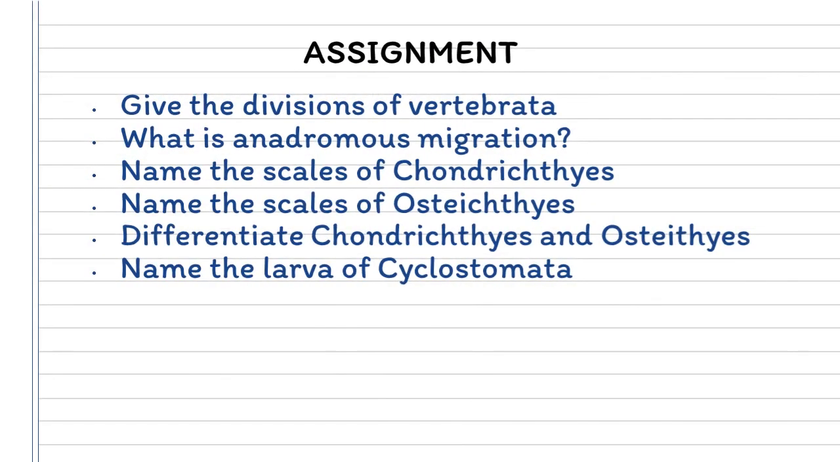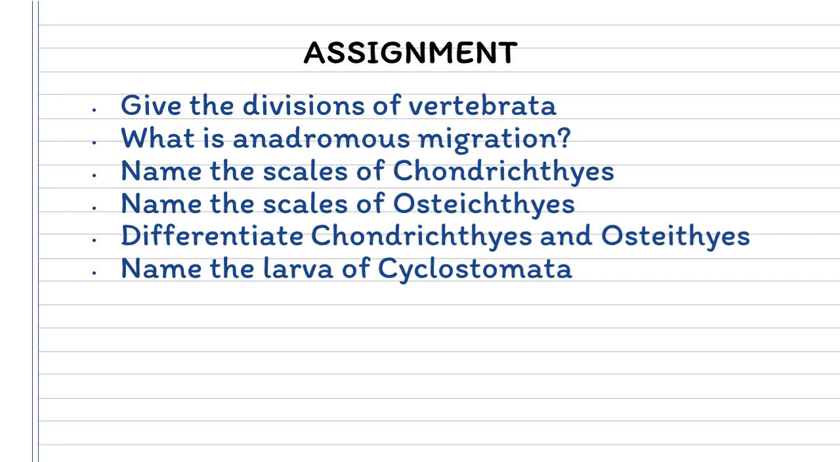Yeah, hope we can complete this session here, and let us go through a few assignments regarding today's portion, right? The first question: give the divisions of Vertebrata. What divisions are there? Agnatha as well as Gnathostomata, right? What is anadromous migration? The species migrate from marine water to fresh water for spawning purpose. What do you mean by spawning? Laying eggs. That is known as anadromous migration.